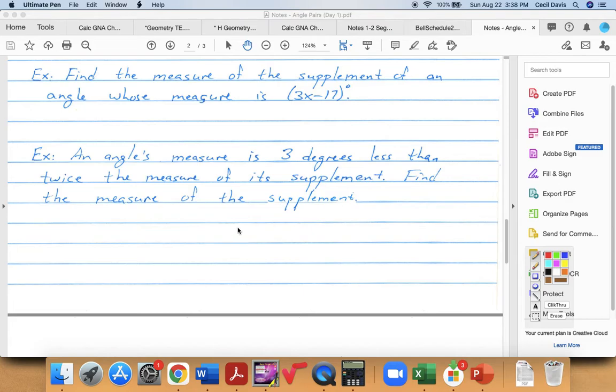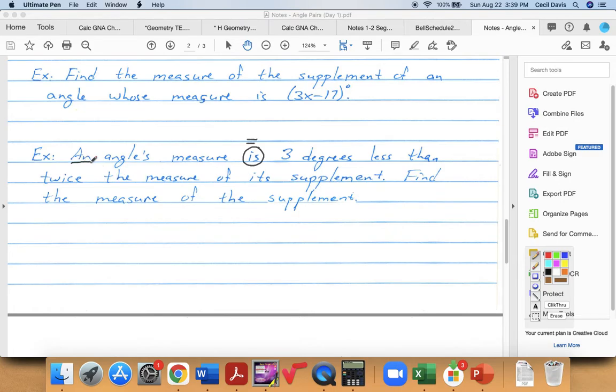Well, when you're doing a word problem like this, the word "is" is actually a shortened version of "is equal to." So you could have read this as: an angle's measure is equal to 3 degrees less than twice the measure of its supplement. So when we find the word "is" in a word problem like this, it's equal. Everything before has to be written as an expression, and everything afterwards has to be written as an expression.